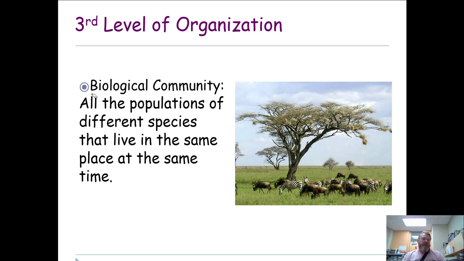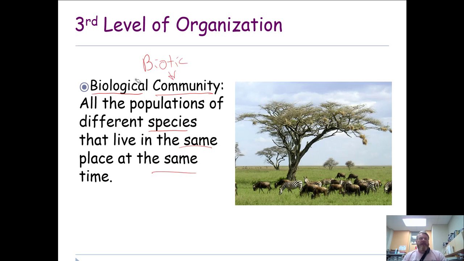Now, a lot of times you'll just see the term community, which is fine. You won't see the biological portion. But this is a collection of different species that live in the same place, same time. So once again, got to follow those rules, same place, same time. But here, as opposed to just one biotic factor, we have a bunch. So this is everything in the biotic community.